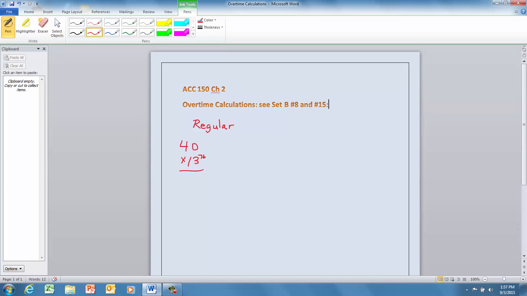and we got $550.40. Then we take his regular rate of pay, which is $13.76. We multiply that times time and a half, which is 1.5. We get $20.64 per hour. That's his overtime rate.